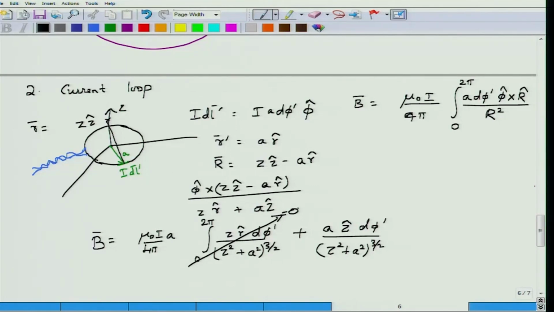One simple way of thinking about why this should go to 0 is because r hat can be written as x hat cos phi plus y hat sin phi, and the integration of cos phi and sin phi over the entire interval of 0 to 2 pi is equal to 0. Okay, we will continue this in the next module.